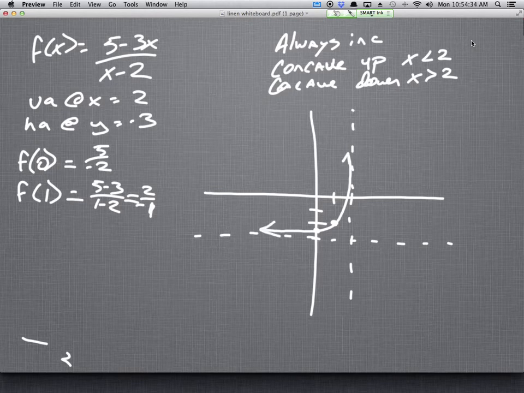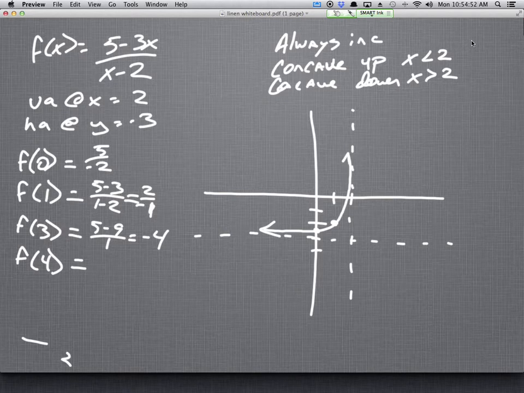All right, let's do the same thing on the other side. So let's find f of 3 and f of 4. Plug in 3. That would be 5 minus 9 and 1, so that's going to be -4. So 3 is -4. Plug in 4. So that is 5 minus 12 on the top, 4 minus 2 on the bottom gives me 2, so that is -7 over 2, which is -3.5. So that would be about right there. Now, what's my function doing on the right side? Concave down and increasing. So it's going to level off there and go down there.